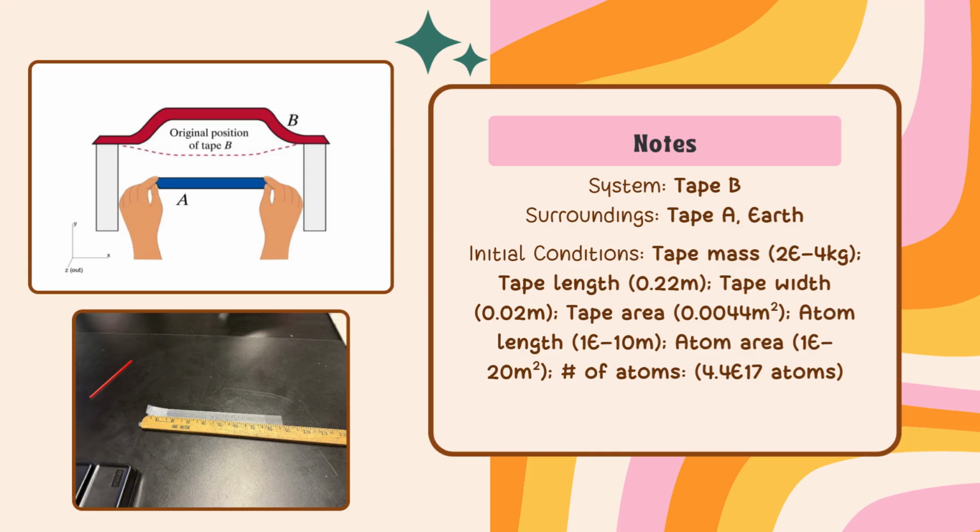As previously stated, the system was tape B, the surroundings were tape A and Earth. In our initial conditions, we measured the tape mass, the tape length, the tape width, the tape area. We were given an atom length, and we determined atom area. We then determined the number of atoms on a piece of tape by taking that tape area and dividing by the atom area.